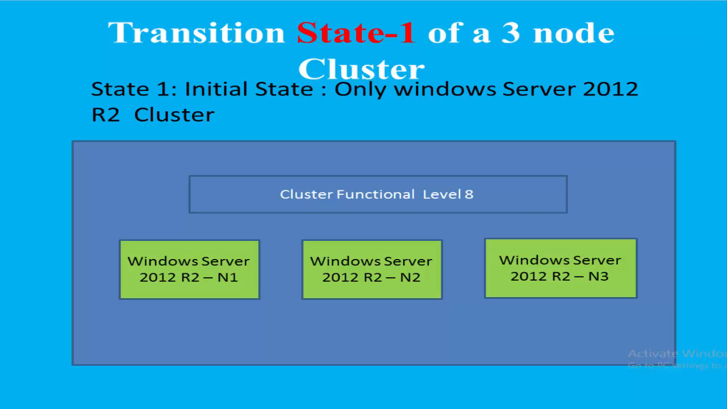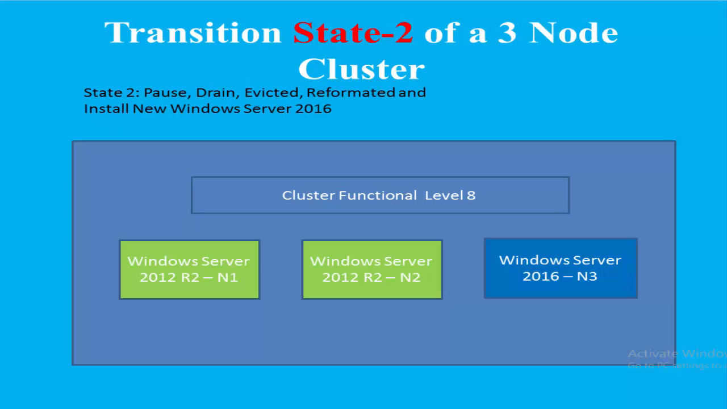As you saw in the demo, the initial state is ready with the 3 nodes C1, C2 and C3. Now let us move to the second state. Here one of the 3 nodes has been paused, drained, evicted, reformatted and then a new Windows Server 2016 operating system installed. After installing the operating system, you need to configure storage and network. You need to add the Hyper-V and failover cluster roles, then add the node to the cluster. I will show you all the steps which I just mentioned.